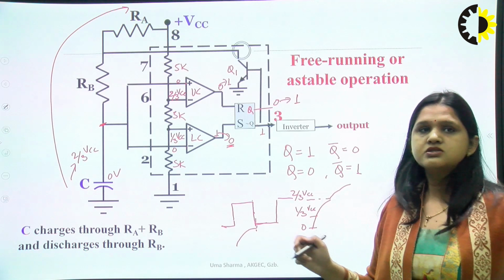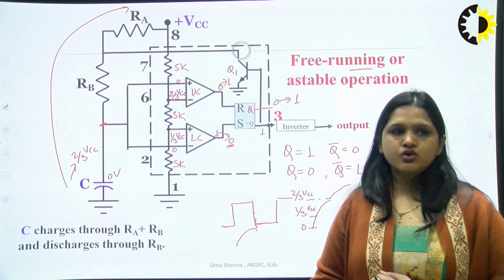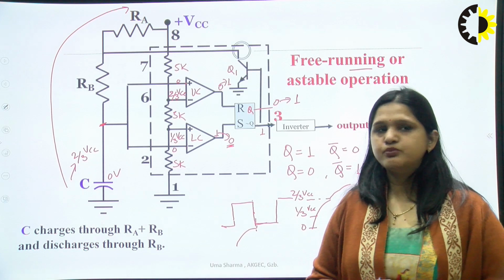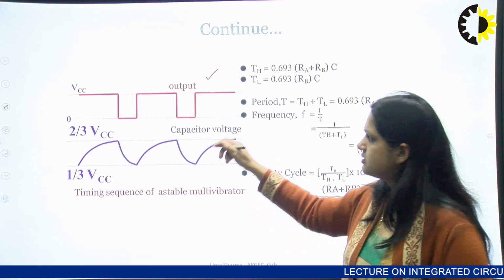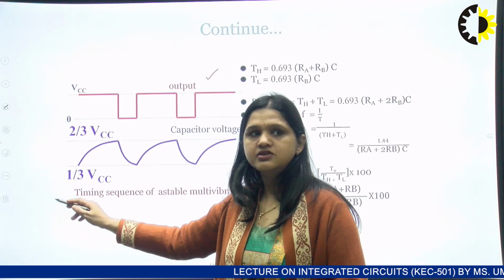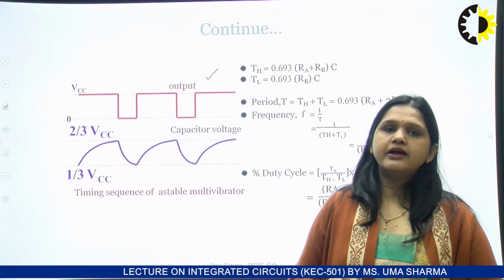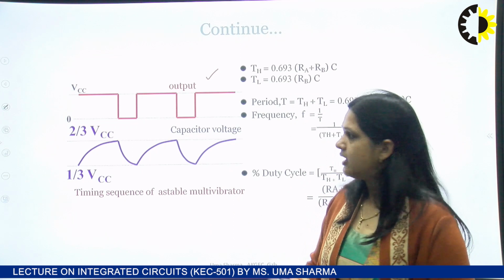This is known as a free running multivibrator or free running oscillator, which is able to produce a square wave without the application of an input signal. So this is how you can produce these waveforms. As I have already told you, the output waveform will be like this. The capacitor starts charging from 0 in the first cycle, but after that the capacitor discharges down to 1/3 VCC and charges up to 2/3 VCC. So this is the capacitor charging and discharging waveform, and this is your output waveform.